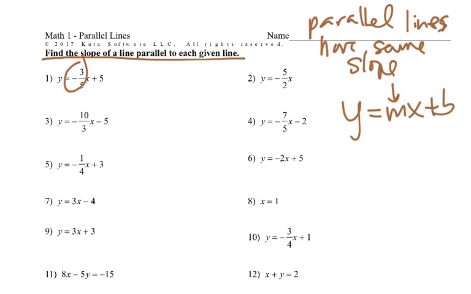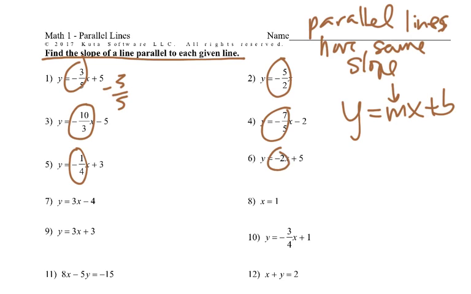So in question 1, our slope would be negative 3 over 5. Number 2, negative 5 halves. Number 3, negative 10 thirds. 4, negative 7 fifths. 5, negative 1 fourth. 6, negative 2. 7, 3.